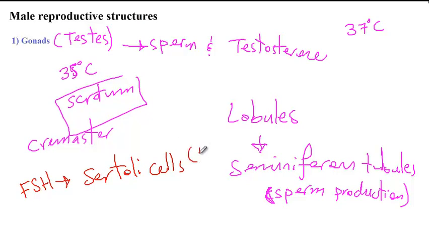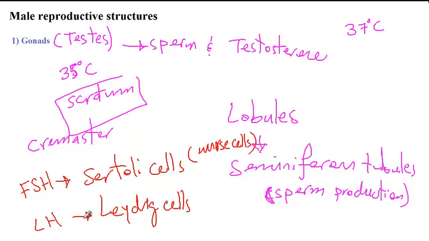So these, you can call them nurse cells or mother cells. Then we also have Leydig cells that are being activated by the luteinizing hormone, and these Leydig cells will produce testosterone.